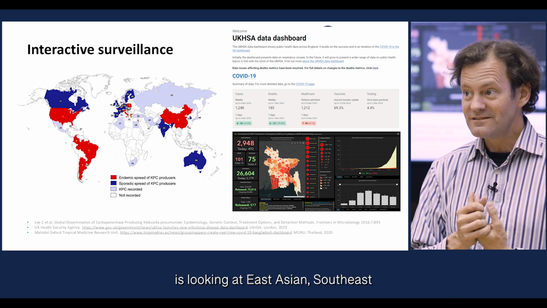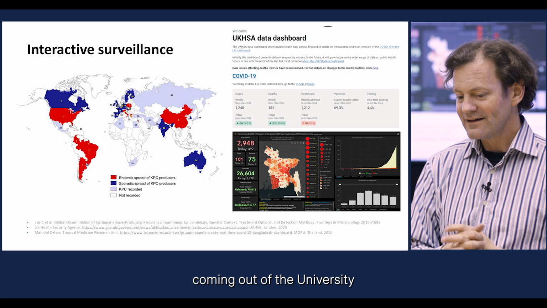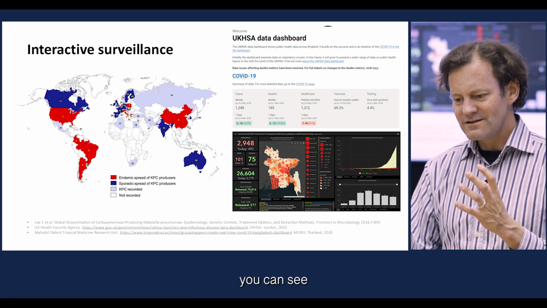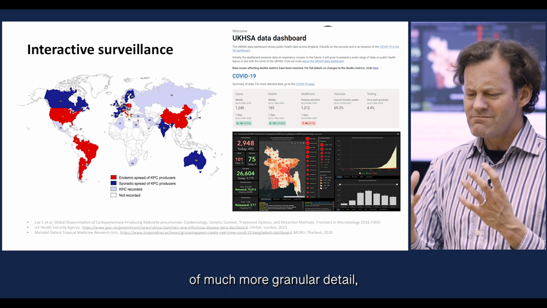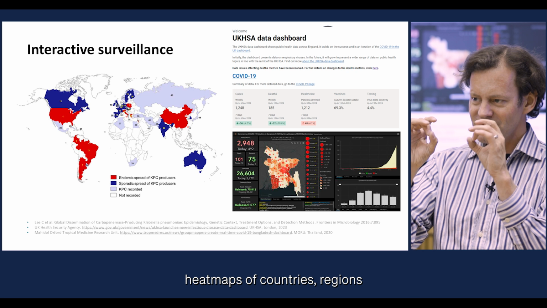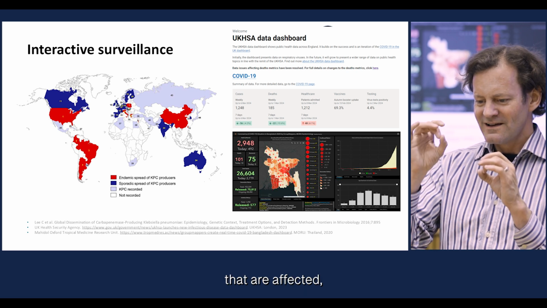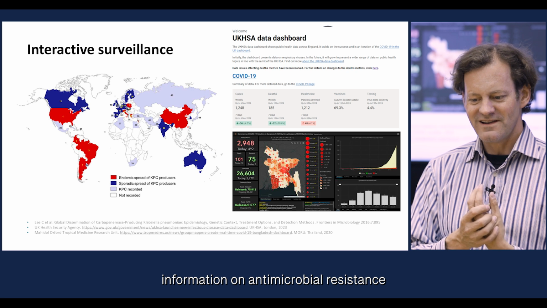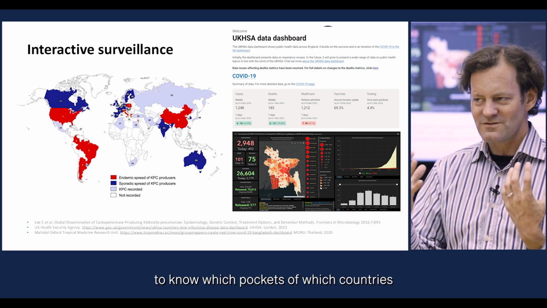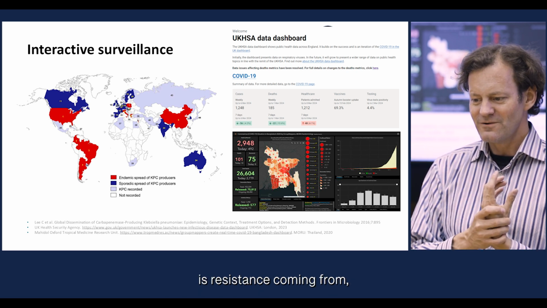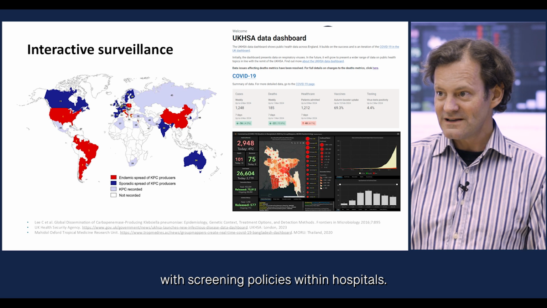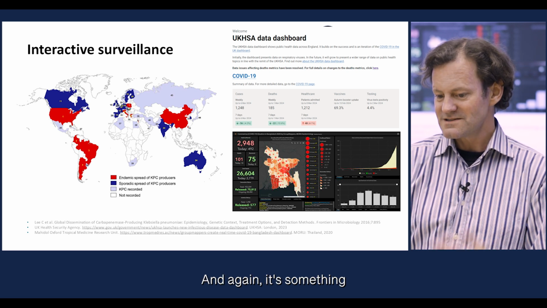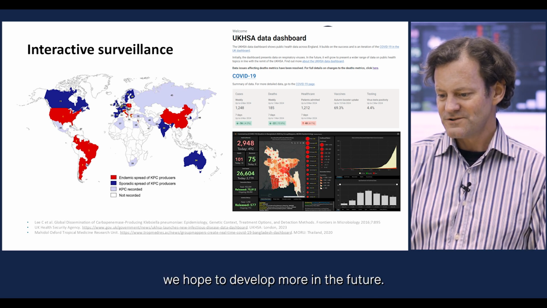and the one down below is looking at Southeast Asian data coming out of the University of Oxford, where again you can see the possibilities of much more granular detail: heat maps of countries, regions that are affected, cities within that. It would give much more meaningful information on antimicrobial resistance to know which pockets of which countries resistance is coming from, and that would help with screening policies within hospitals, and again is something that we hope to develop more in the future.